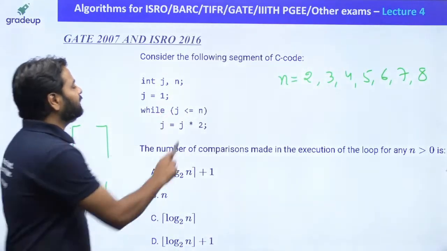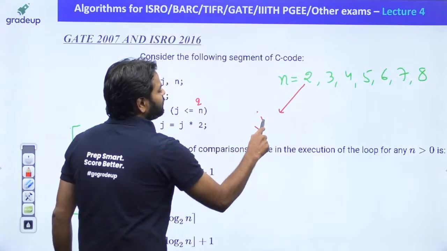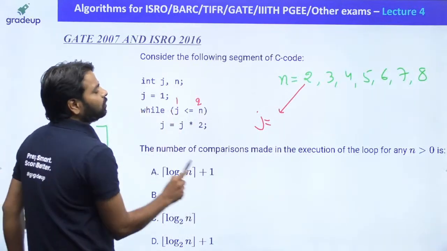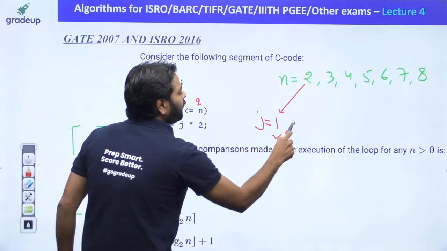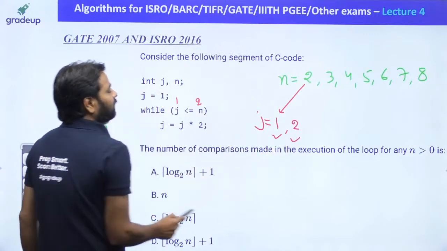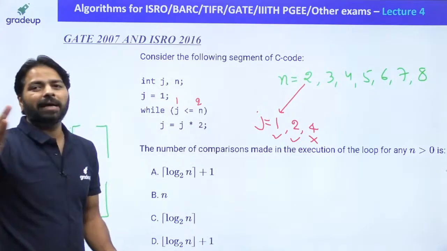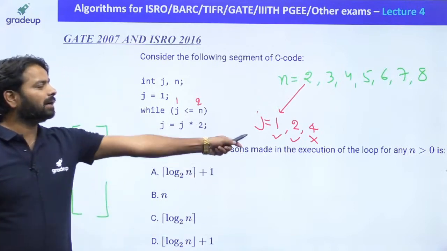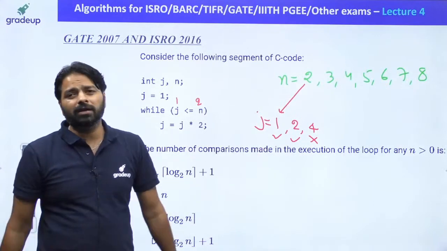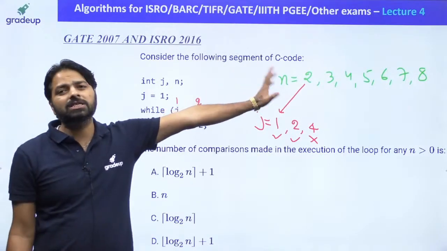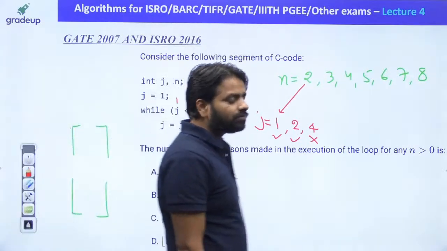When n is equal to 2, what is the j value going to be? j will start from 1. When 1 is less than or equal to 2, it's true, so you will enter. Then 1 into 2, 2 less than or equal to 2, you will enter again. Then 2 into 2, 4. At 4 you will fail. How many comparisons did we make, guys? Come on, quick. How many comparisons did we make for n equal to 2?